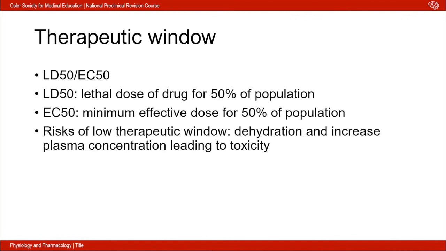So I've just simplified this down in terms of this is probably a calculation you'd want to make in your MCQ, so you don't need all the details. But as you very rightly said, you look at the LD50, which is the lethal dose of the drug for 50% of the population. Then you look at the EC50, which is the minimum effective dose for 50% of the population. So you divide the lethal dose by the effective dose, and that's your therapeutic window.